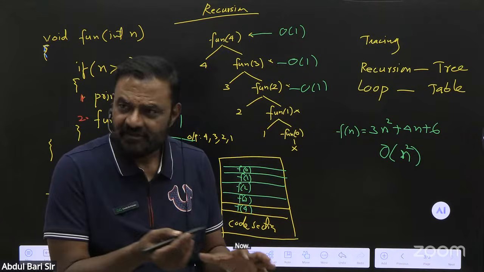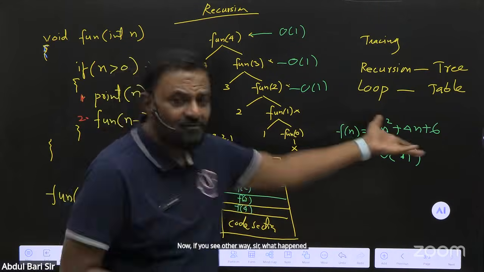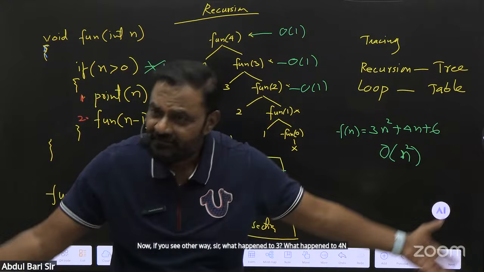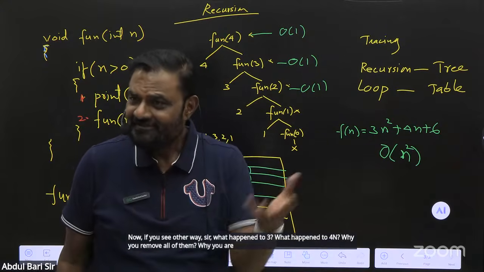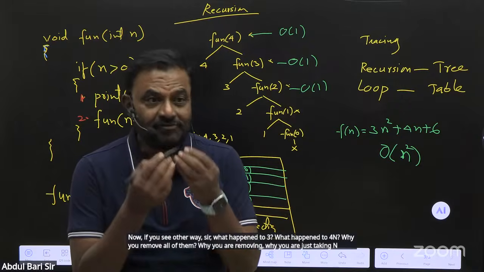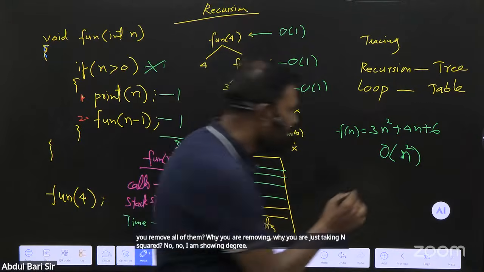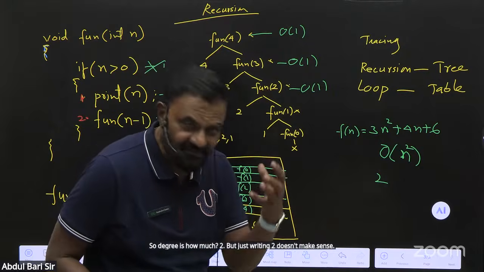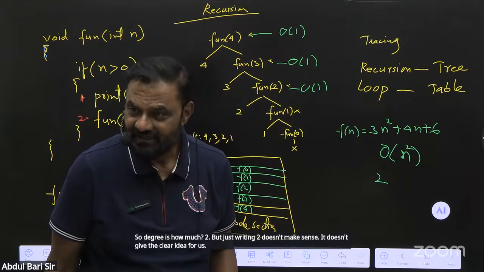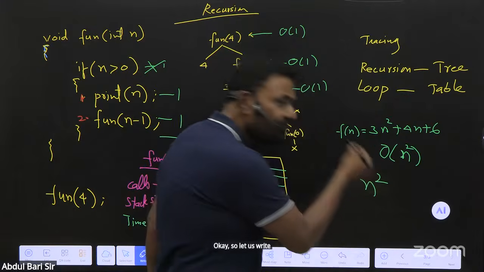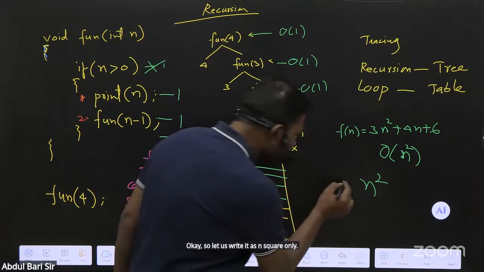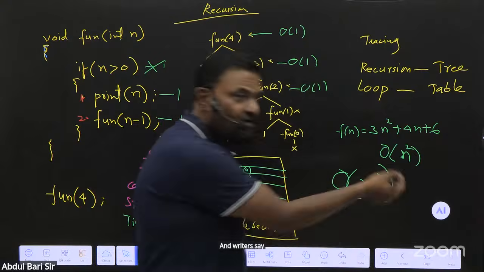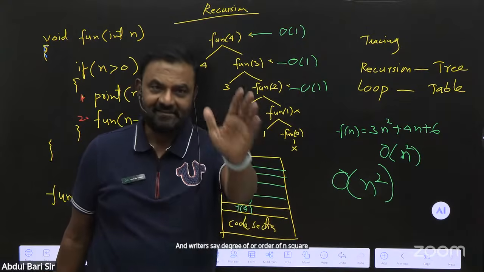Now, if you see it the other way, sir, what happened to 3? What happened to 4n? Why are you removing all of them? Why are you just taking n square? No, I am showing the degree. So degree is how much? 2. But just writing 2 doesn't make sense. It doesn't give a clear idea for us. So let us write it as n square only, and say degree of, or order of, n square. It's making sense now.